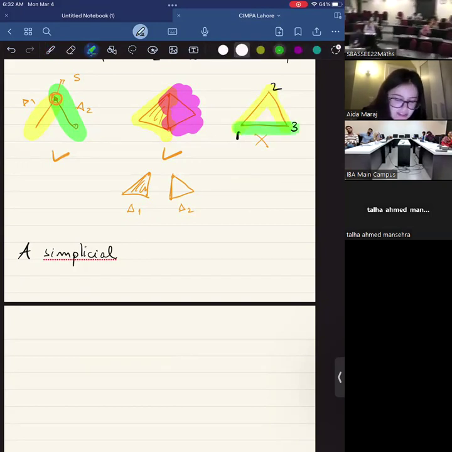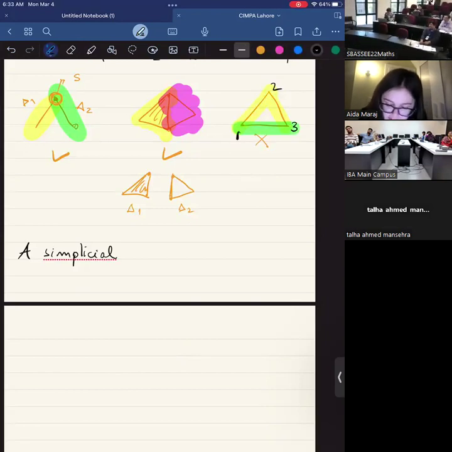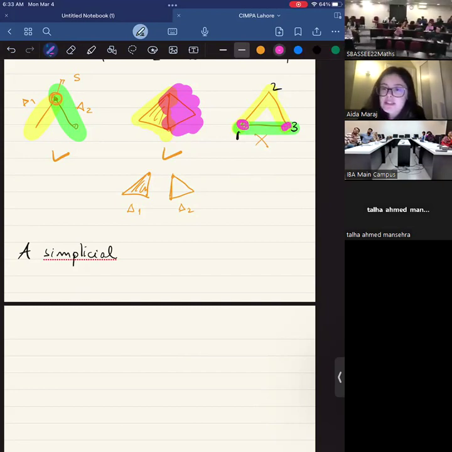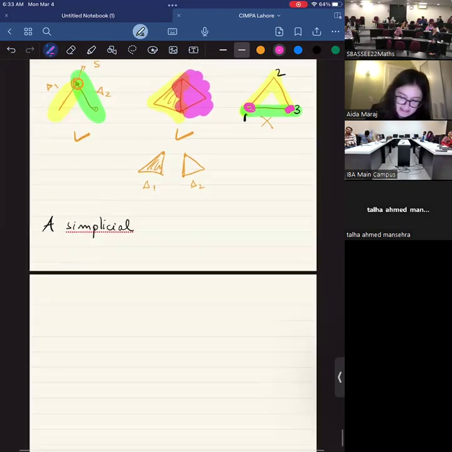So the intersection of them, yeah, that's a good example. The intersection will be this point and this point. So it's a disjoint union of 2 points. And that's not good. It should be a simplex, so it should also contain the line in the middle, the segment.